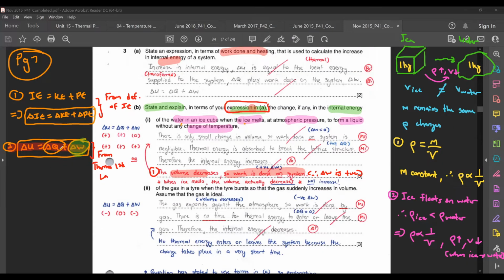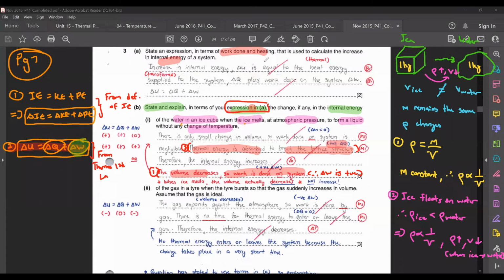Then the second statement, you probably need to talk about the heat supply. That one will be this one. Now, when you let the ice melt into water, you obviously need to absorb thermal energy in order to break the lattice structure, right? So therefore, you have positive delta Q. Okay, you really only need these two statements that I just labeled in red here for you. First, you say volume decreases, so work is done on the system, delta W is positive. The second one is thermal energy will be absorbed to break the lattice structure, so delta Q is also positive.